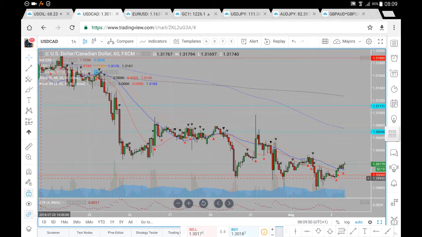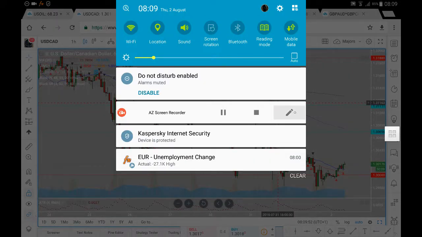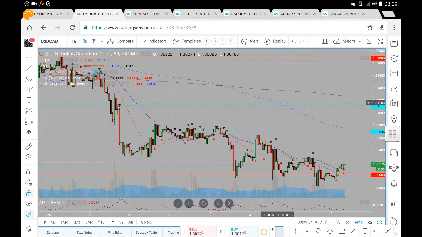So this USDCAD analysis for Thursday, the 2nd of August. Now, let's just have a look at prices, where prices may likely go. So previously we've had price come down towards this 130, had a bullish bounce, taking us through 130.70, almost came up towards a test of the 131.